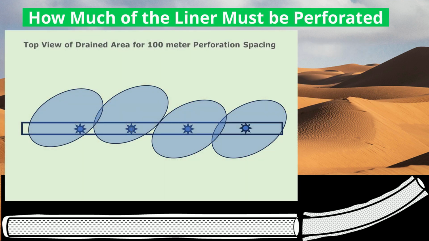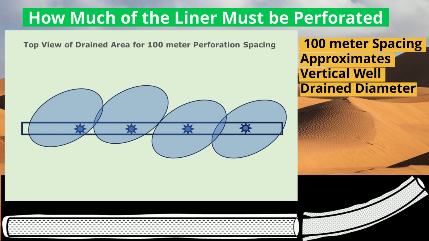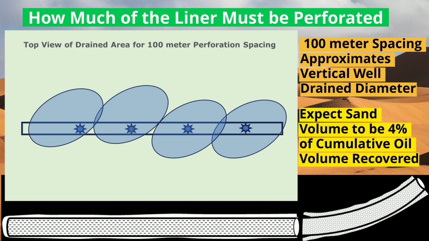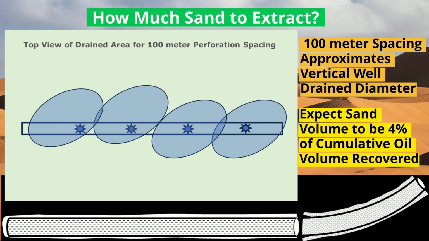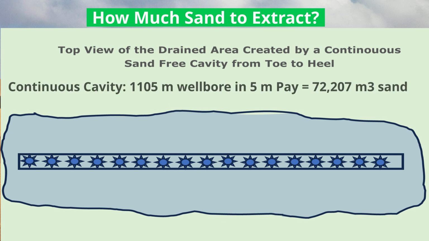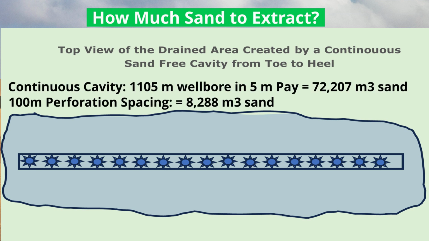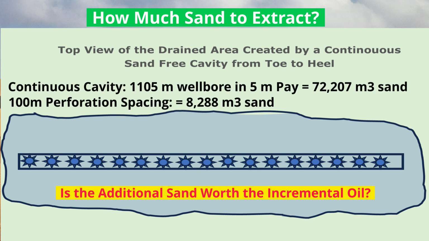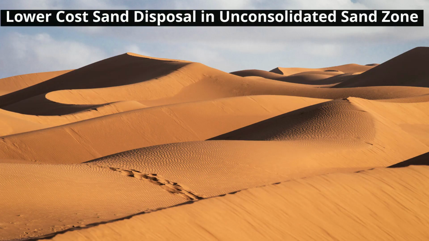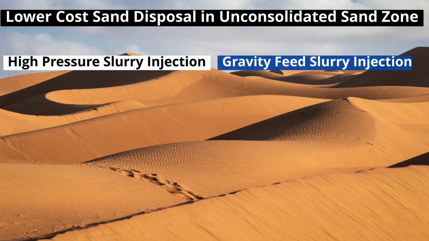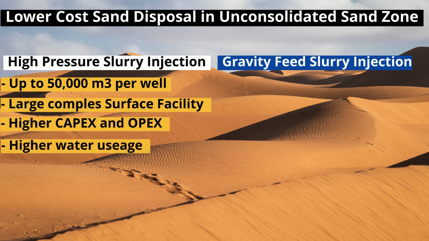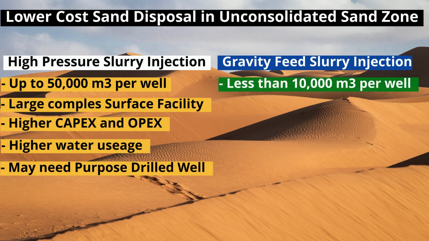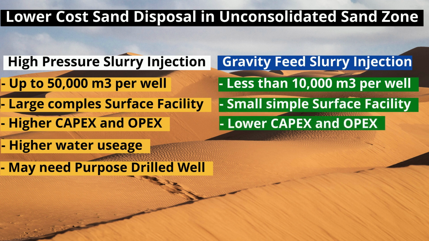There are diminishing returns in perforating too much liner in terms of the costs of perforating and the volume of sand handled versus oil volume recovered. Perforating to create a continuous sand-free cavity from toe to heel would generate an order of magnitude more sand. High-pressure slurry injection and gravity feed injection into unconsolidated sand reservoirs are proven environmentally secure, lower-cost sand disposal methods.